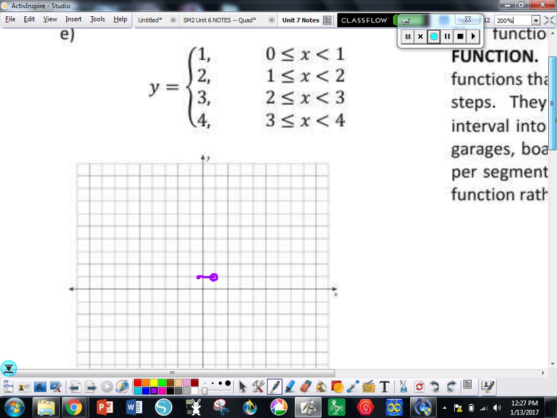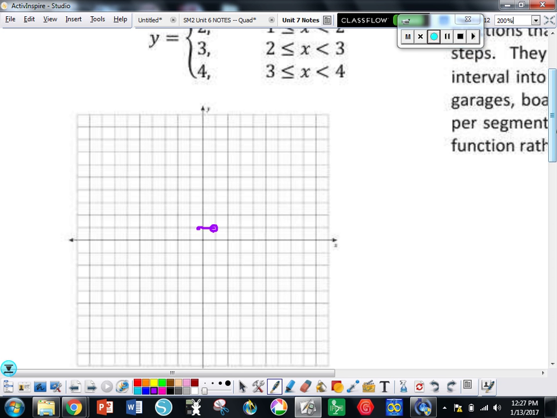I mean, it's hard to see. And then it bounces up to 2. Between 1 and 2, it's at 2. And then open dot right here. And then between 2 and 3, it's at 3. And then open dot right here. And then between 3 and 4, it's at 4 with an open dot right here.